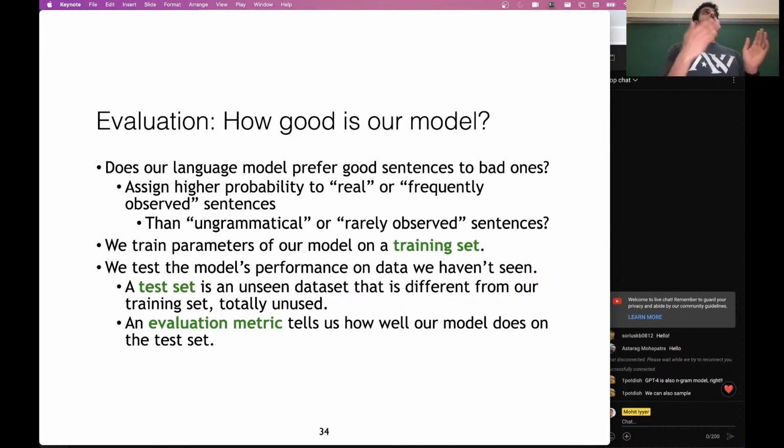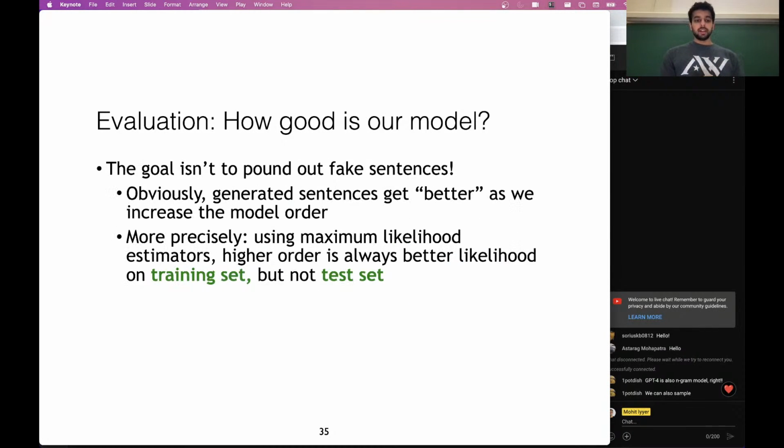All right, so this is kind of machine learning 101. And so in the context of language modeling, this means that we want our language model to give us a high probability of things in the test set, right?